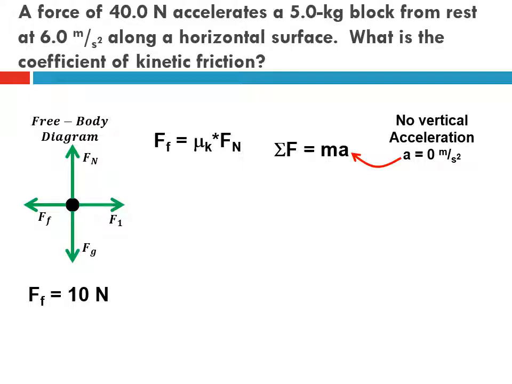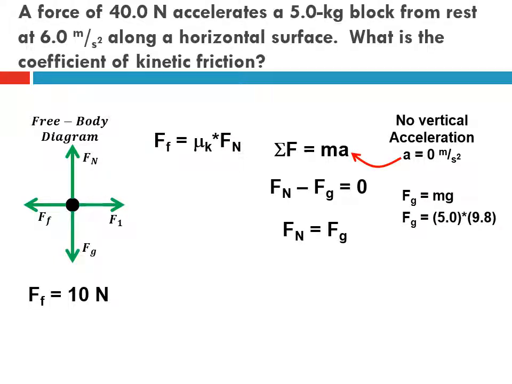Now we know that there's going to be no acceleration in the vertical direction because it is accelerating horizontally at 6 meters per second squared. So we know the net force in the y direction is going to be 0 because all the acceleration is horizontal. So normal force, which is positive, minus force of gravity is going to be equal to 0. Now we have an equation for force of gravity. Force of gravity is equal to mass times the acceleration due to gravity. So that's 5 times 9.8, which gives us 49 newtons.